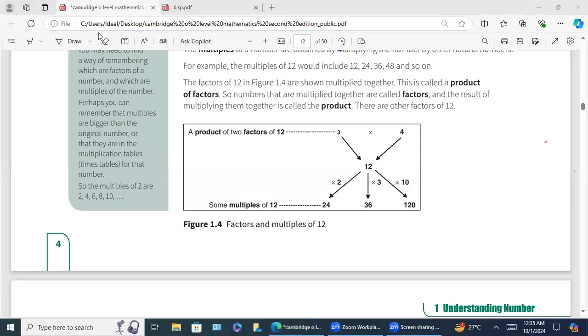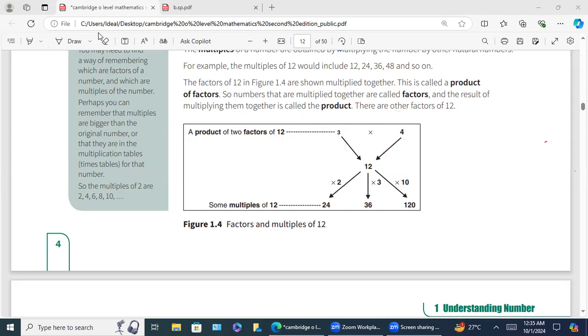We can differentiate here. This is the product of two factors. When two factors are multiplied, we get the original number. Like 3 multiplied with 4, we get 12. Then 3 and 4 are the factors of 12.